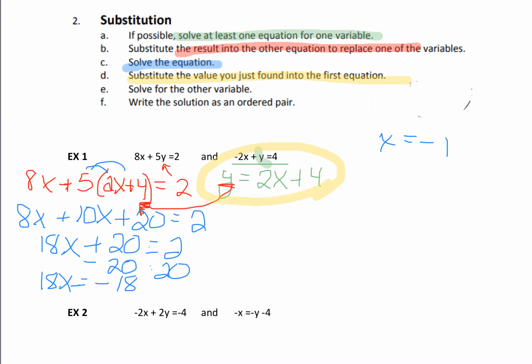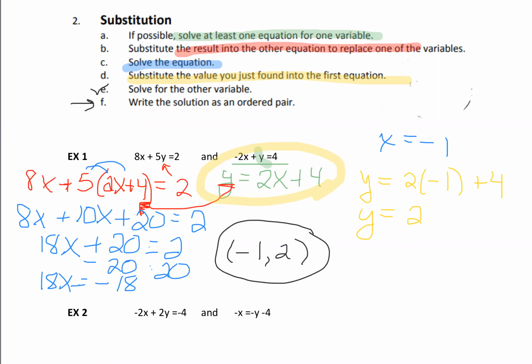So we now have x is negative 1, y is 2 times x plus 4, making y 2. So from there, I solved for the other variable, and now I can write the solution as an ordered pair. And again, make sure that you put it back into the original equation. Make sure it works for both of them.